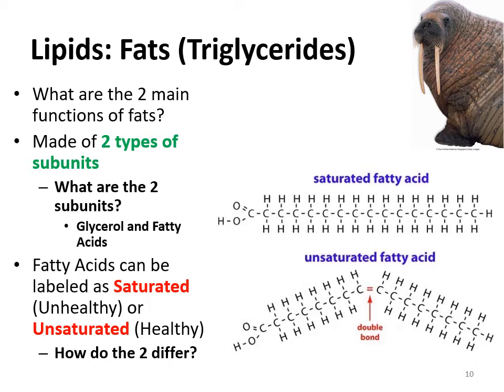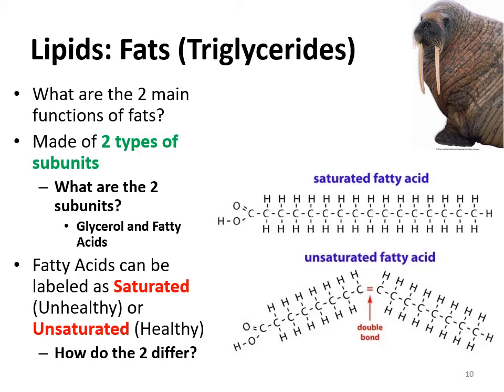So make sure you write down the 2 main functions of fats are insulation, which you can see, big creatures like this guy here, they have a lot of fat for insulation, and it's called blubber. And fats are also important for long-term energy storage, where animals can break down that fat when they end up needing it in a time of crisis.